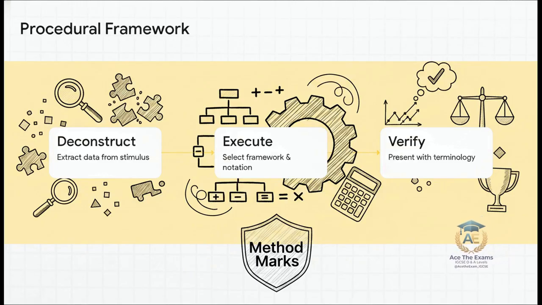Step 3. Verify and present with terminology. Method marks are awarded for the process, even if, heaven forbid, your final calculation goes slightly off the rails because of a dumb math error in Step 1. Following this exact sequence ensures you still scoop up the vast majority of the marks available for your logical approach. It's an insurance policy for your grade.